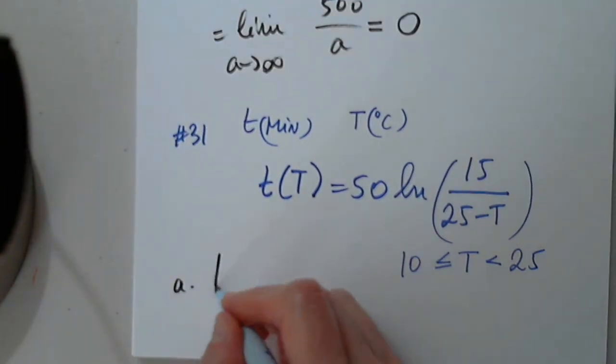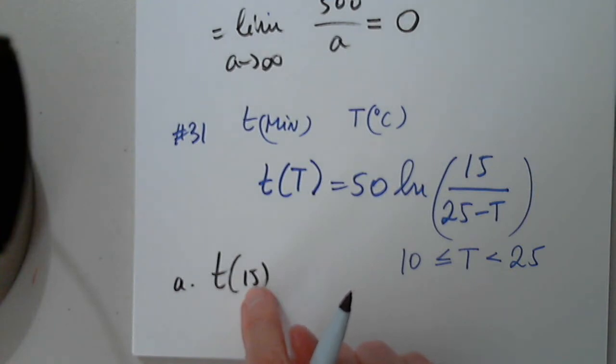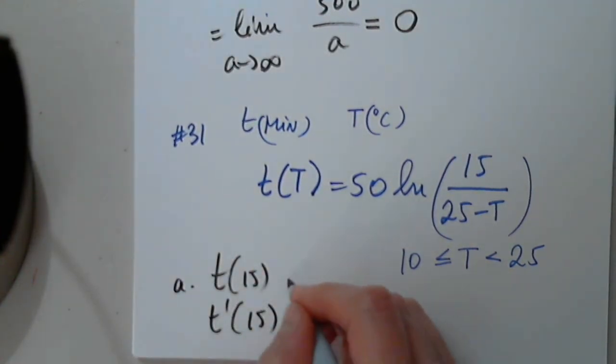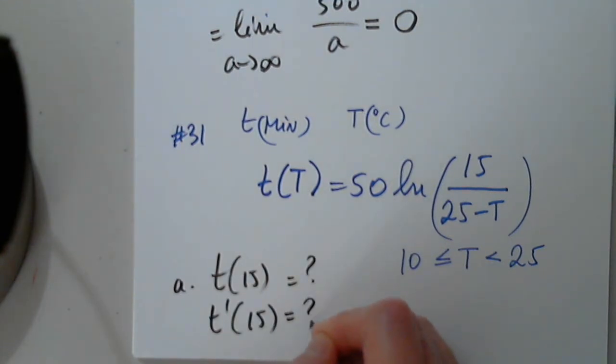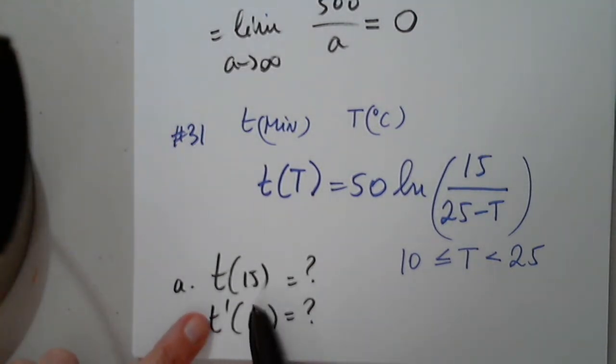Okay, find t of 15 in part A. They want t of 15, which means 15 Celsius. And then they want us to find t prime of 15 and explain what each number represents. Fine. So this, very simple.